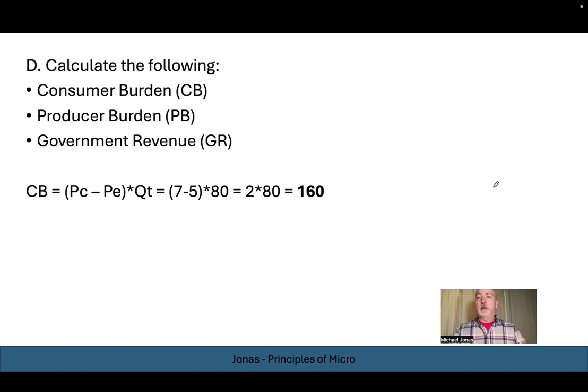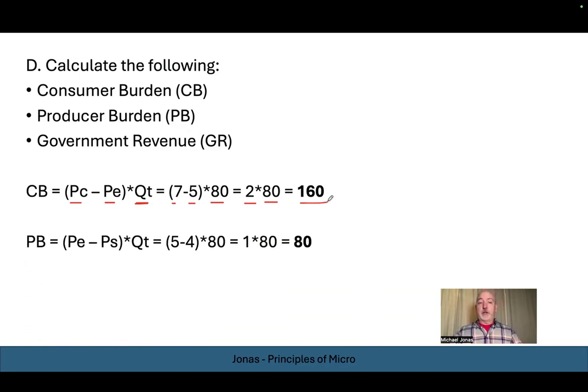So as far as calculating the consumer's burden, we're basically just asking, how much more are they paying for the units that they are buying after the tax? So it's the difference in the price, the new price minus the old price, times the number of units that are consumed after the tax. So the consumers are paying 7 now. They used to pay 5, and they're still buying 80 units. They used to buy 100. That's come down to 80. So they're paying $2 more for each unit times 80 units. So that's $160 in consumer burden.